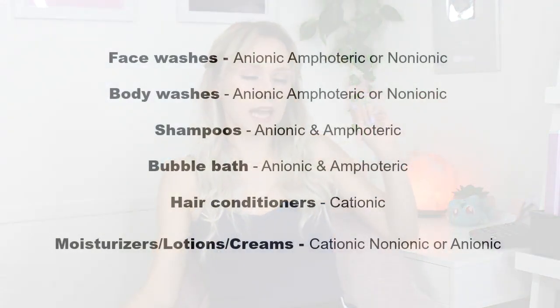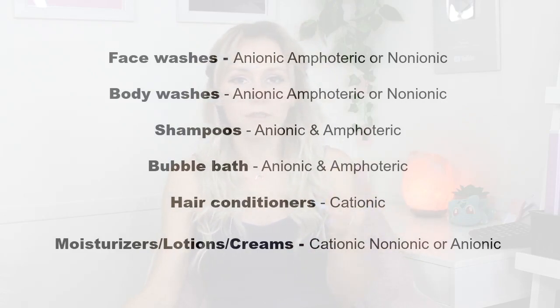So now I want to recommend surfactants for different products. This is just a general idea on what surfactants to use in each type of product. Of course, this isn't what is required. Face washes, I suggest anionic, amphoteric, or non-ionic surfactants. Body washes, I recommend anionic, amphoteric, or non-ionic. Shampoos, I recommend anionic and amphoteric. Bubble baths, I recommend anionic and amphoteric.